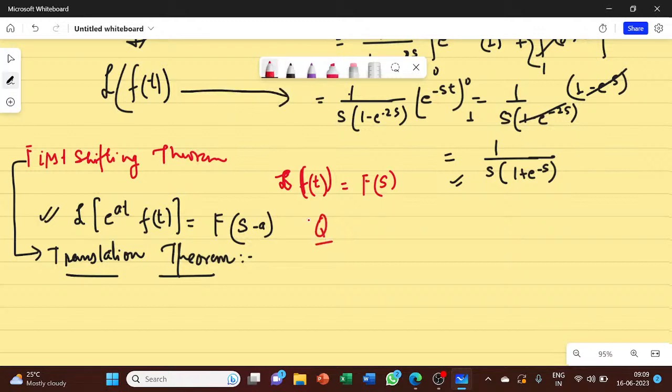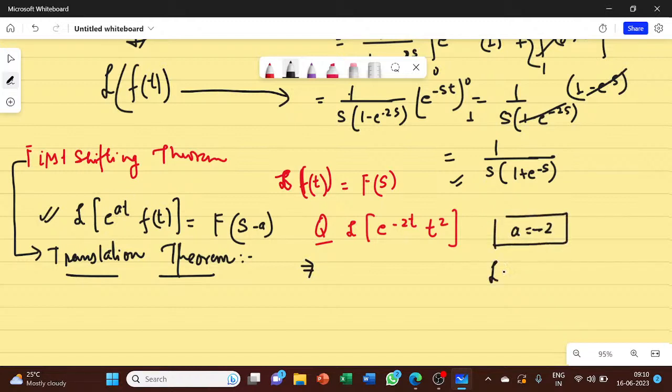Let's say the question is, find me the Laplace transform of e to the power minus 2t into t square. So you have to find this particular Laplace transform. How would you do it? One can see that, if you use this particular theorem, here a is minus 2.